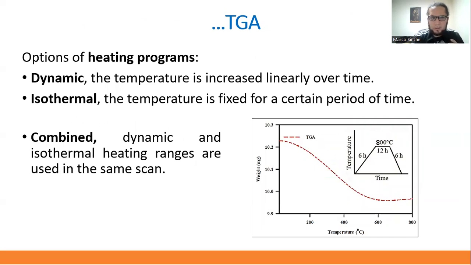Regarding the heating programs, they could be dynamic, in which case the temperature is increased linearly over time at a constant rate, or isothermal, in which case the temperature is fixed during a certain period during the test. And also, it is possible to combine these two types of programs. For example, as it is possible to see in the graph, first we could have a dynamic period of 6 hours with heating, then 12 hours at a fixed temperature, and then a cooling process of another 6 hours.